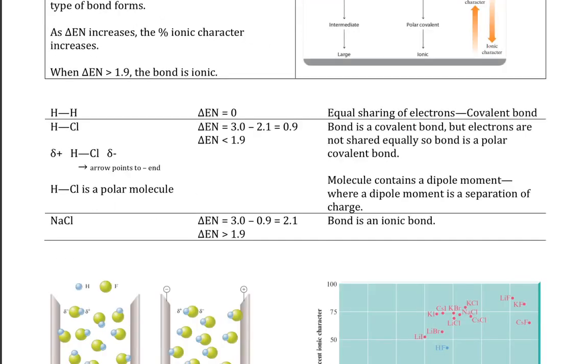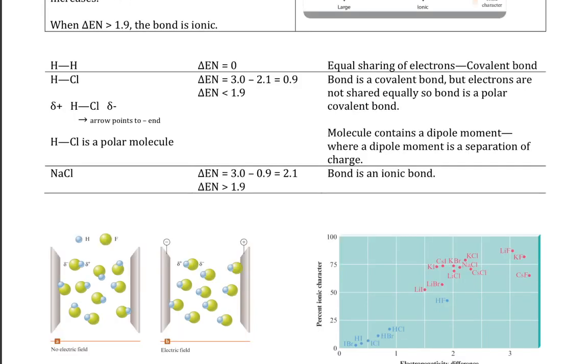So some examples of this, we'll look at the molecules H2, HCl, and then the ionic compound NaCl. In H2, we have, of course, two hydrogen atoms bonded together. Their electronegativity difference is 0. They make for a covalent compound. A covalent bond is between the two nuclei. They have equal sharing of electrons, just a straight covalent bond.